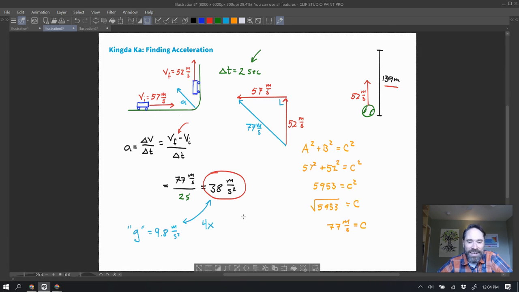The normal human body can withstand about 5 times the acceleration due to gravity. And this one is giving you 4 times. So this is a pretty significant roller coaster change, not for the faint of heart.